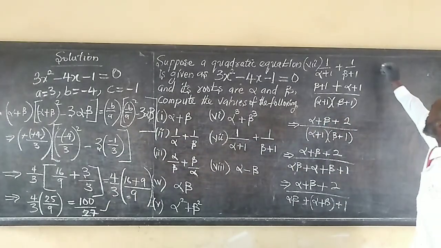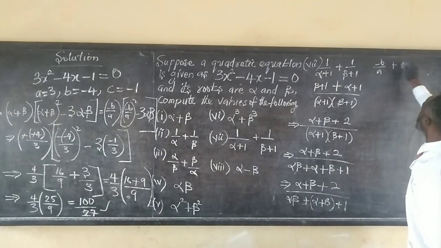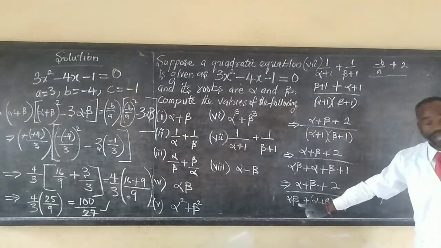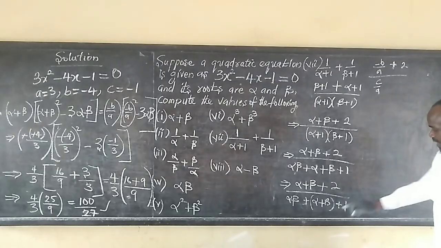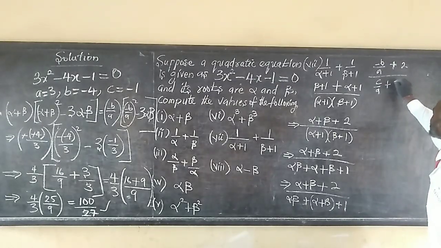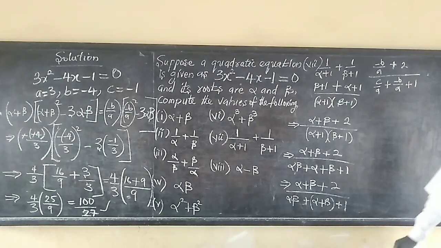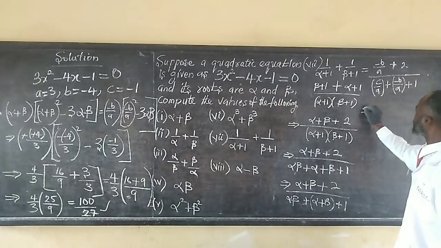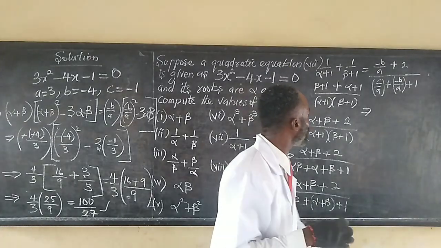For alpha plus beta, we already know it's minus b all over a, okay? We keep our 2, good. And then for alpha beta, we already know it is c all over a, okay? And then minus (alpha plus beta), which is minus b over a, okay? And then we keep our plus 1. That's it. So we're going to take this into consideration one at a time. The next step is going to be resolving all through.